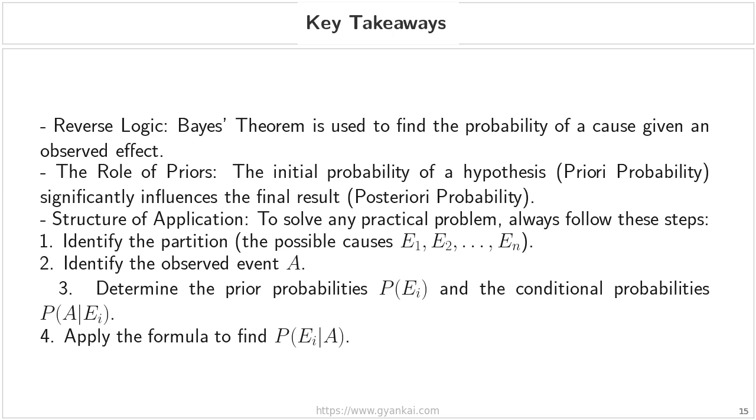Step 3. Determine your probabilities. You need to find the prior probabilities, which are the probabilities of each cause, written as P of E subscript i, and the conditional probabilities, which are the likelihoods, written as P of A given E subscript i. And step 4. Apply the formula to find P of E subscript i given A. This is where you plug everything into the theorem to find the updated probability of your cause, given the evidence you've observed. If you follow this structure, you will be able to navigate even the most complex probabilistic scenarios with confidence. Great job today!